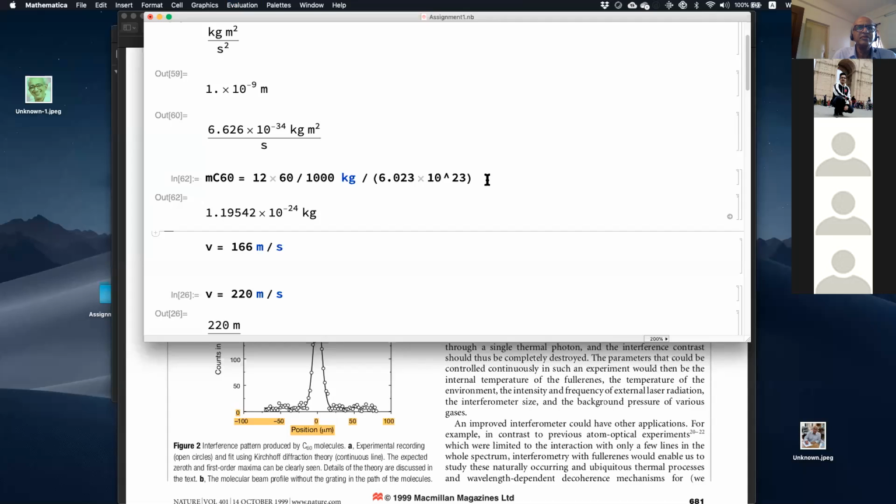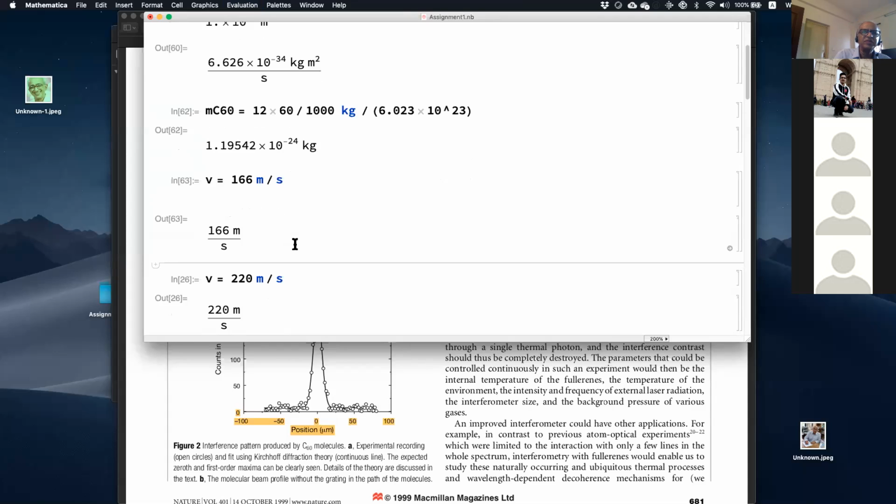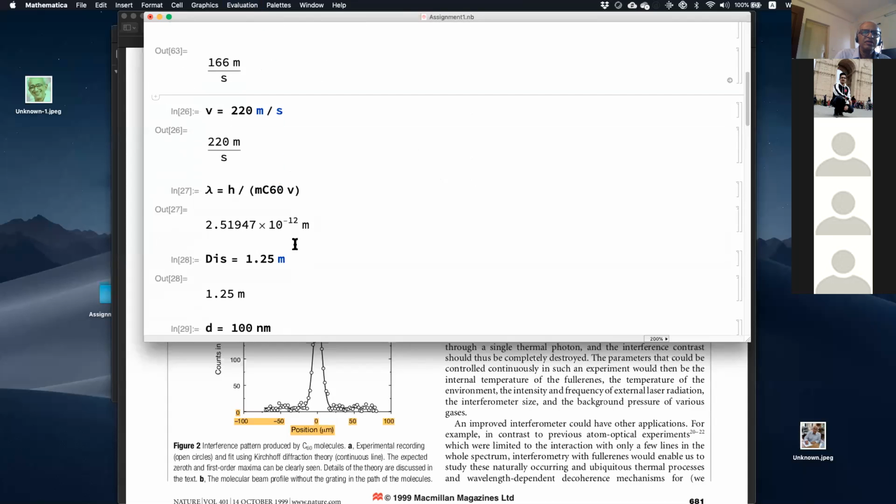Then velocity of the beam. What is given is the average velocity of the beam, that is actually 166 meters per second. So let me say that that is the velocity. For the time being, you ignore this particular statement. Then you can calculate the wavelength. Wavelength will be so much.